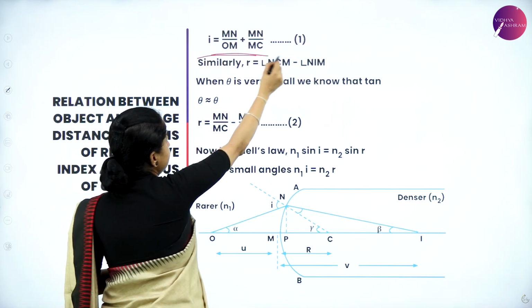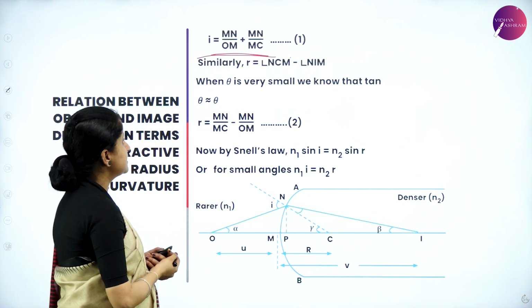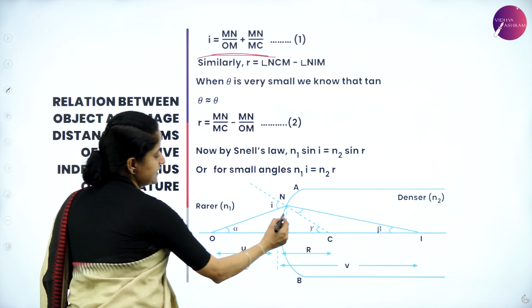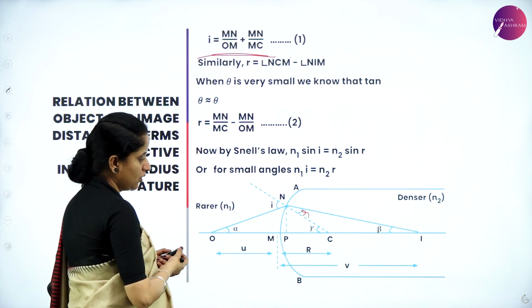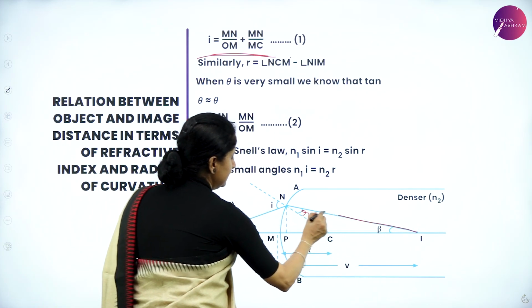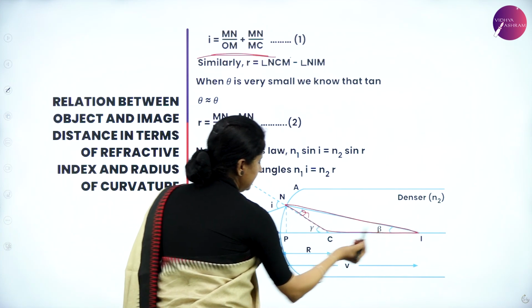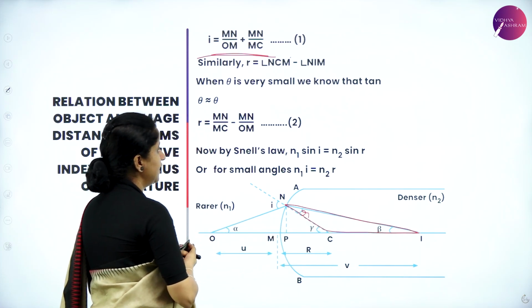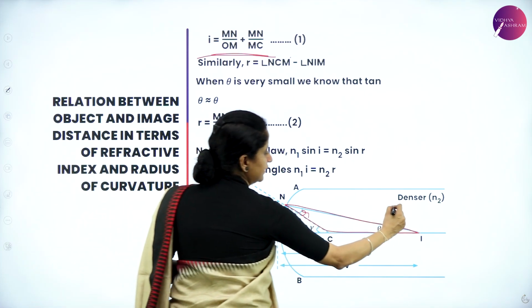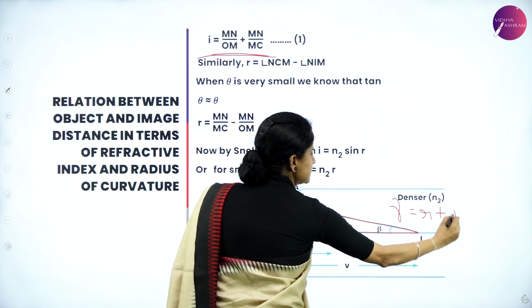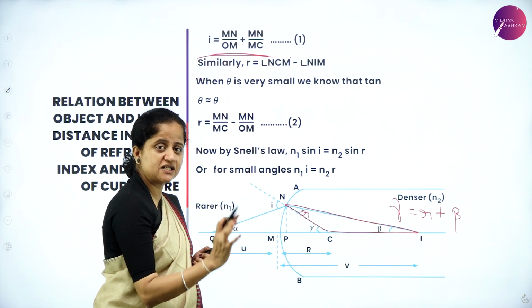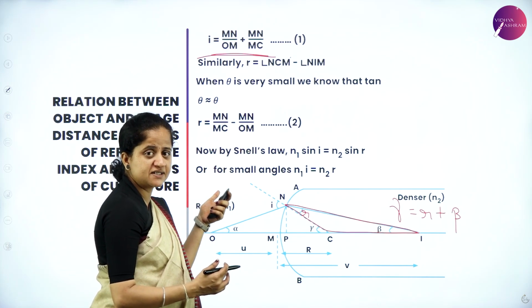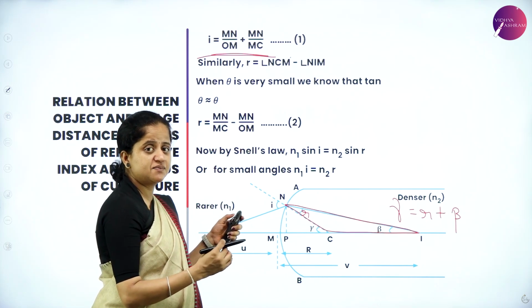So substituting that, we will get equation 1, that is i is equal to MN by OM plus MN by MC. Similarly, for this angle, this is the angle of refraction, as we all know. Now considering this triangle, the exterior angle gamma is equal to r plus beta. I just want an expression for r, because I've already got the expression for i, the angle of incidence. Now we have to write the expression for r.